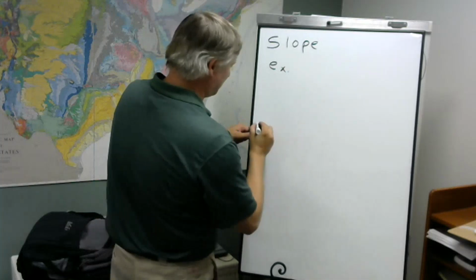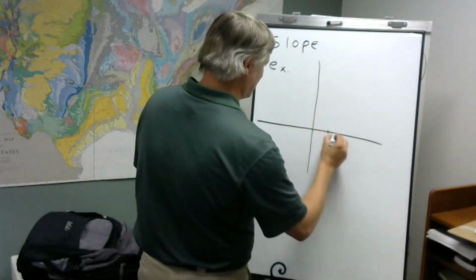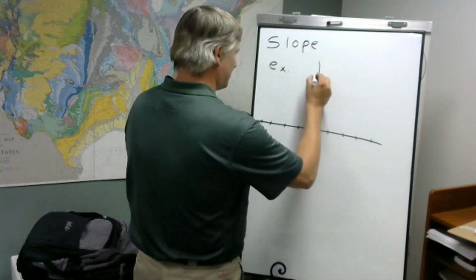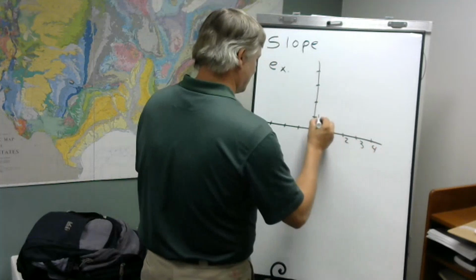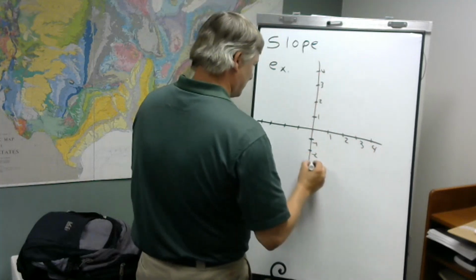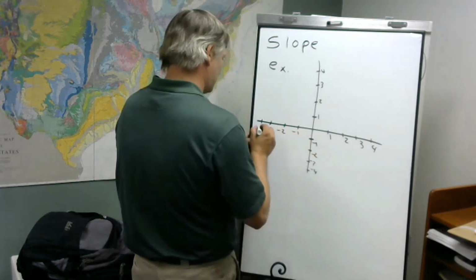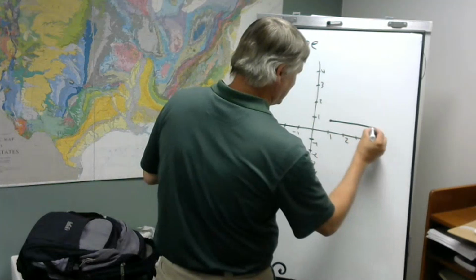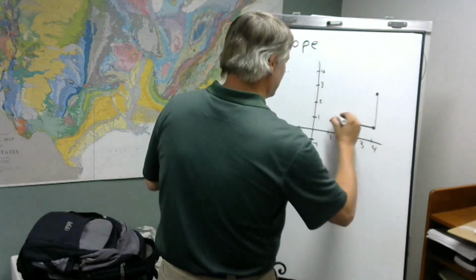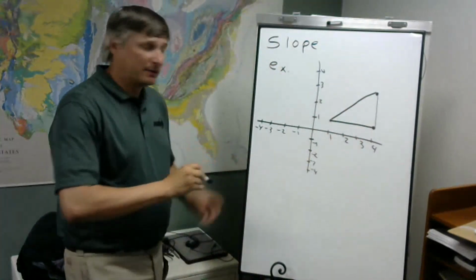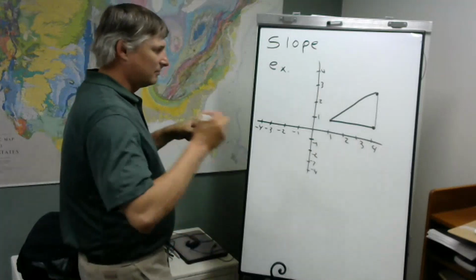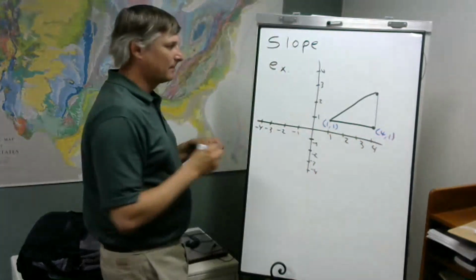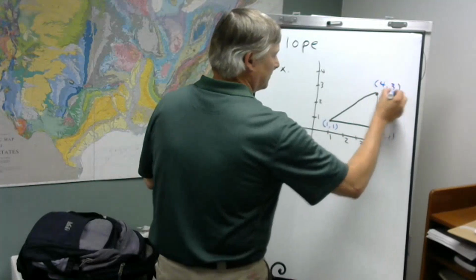Let's bring out our Cartesian plane. And let's say we have a ramp like this. Place the ramp here, have it come out to here, have it go up to here, and there we go. So the points we have, you have a point at x is 1, y is 1, x is 4, y is 1, and then x is 4, y is 3.